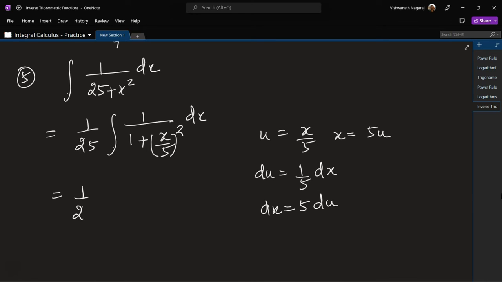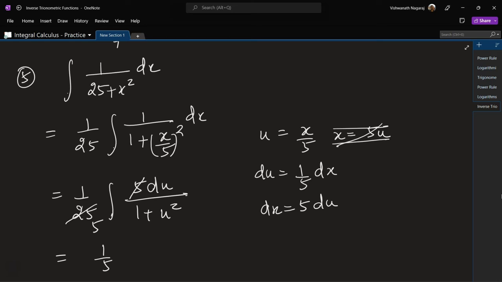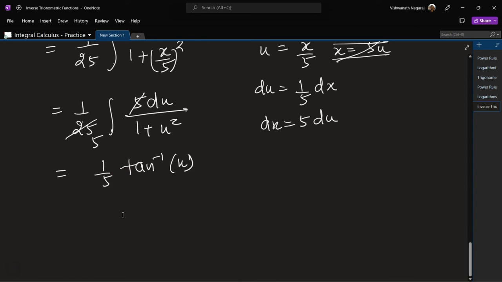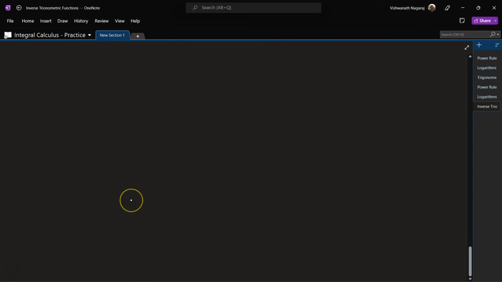So we get 1 by 25, dx becomes 5 du by 1 plus u square. Okay, so here 5 and 25 cancel, and we get 1 by 5, and integral of this is tan inverse of u. And reverse substitution, we get tan inverse of x by 5 plus c. Sixth one.